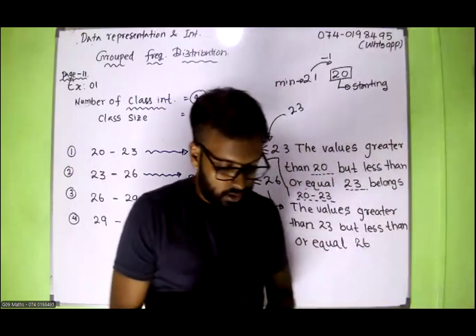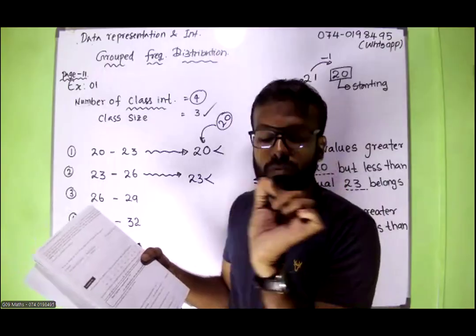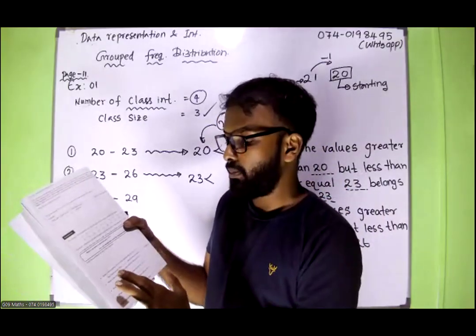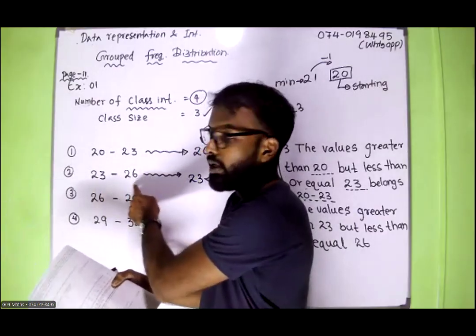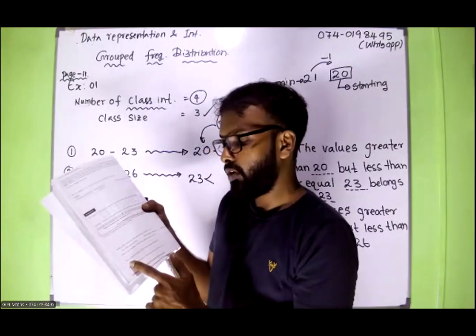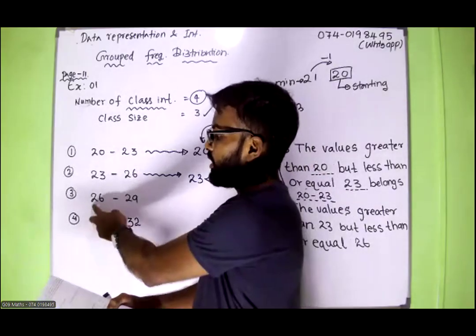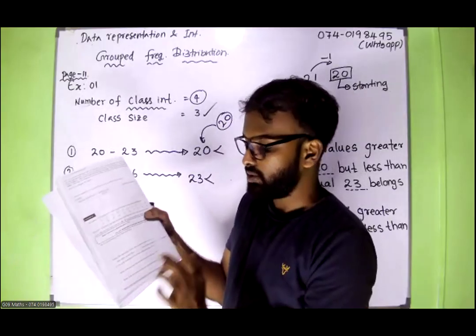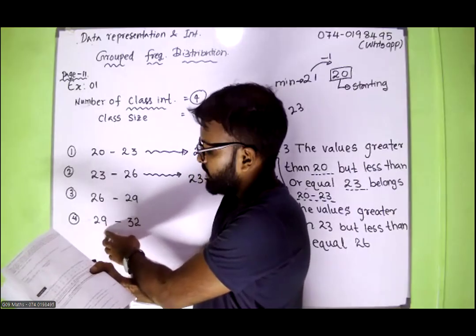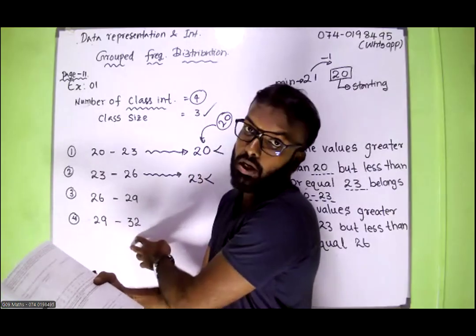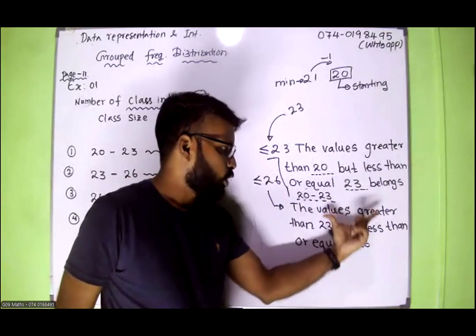Then next, what is the meaning of the first class interval name? You have to write it out. What is the meaning of the second class interval, which is 23 to 26? Then what is the meaning of the third class interval, which is 26 to 29? Then the fourth class interval, which is 29 to 32? Please write them like this, then fill the blanks according to this.